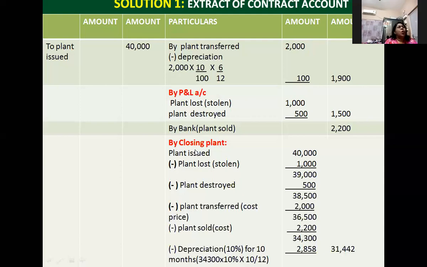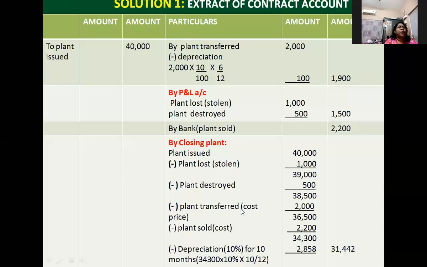So what is the closing value of the plant? How do we calculate the closing value of the plant after considering the above information? We first need to write the plant value when it was issued for the contract purpose. That was 40,000. From that amount, we must consider the plant lost due to being stolen or destroyed, and get the balance.